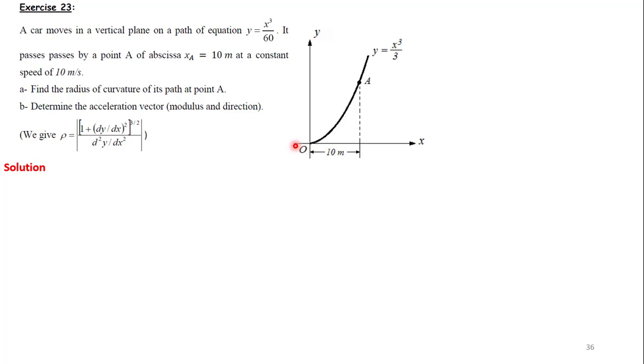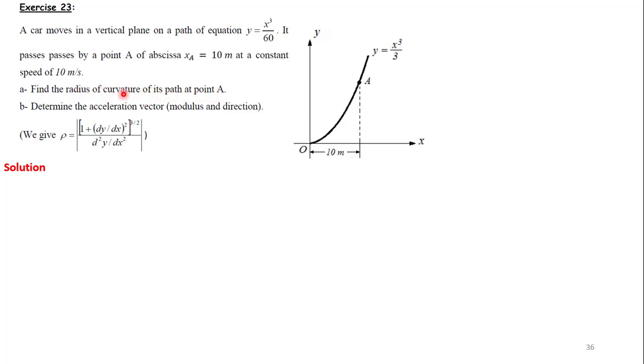We have here in this curve the variation of y as a function of x. So this is the equation y equals x to the power 3 over 60. And we have a particular point A having xa equal to 10 meters. They said that we have a constant speed of 10 meters per second. You have two questions. First, find the radius of curvature of its path at point A.